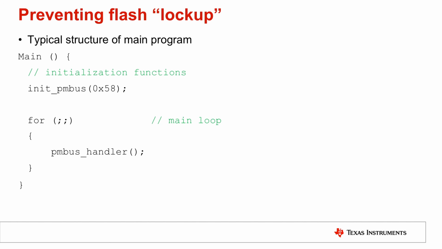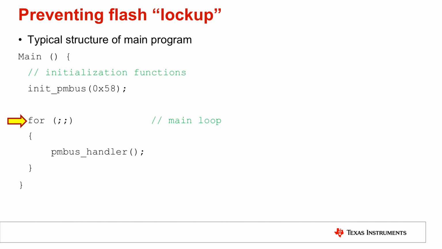Generally, we have initialization functions at the beginning of main and then the main loop. Inside the main loop, we always call the PMBus handler routine so we can erase and reprogram flash over the PMBus interface. All going well, the PMBus handler routine is called every pass through the main loop.